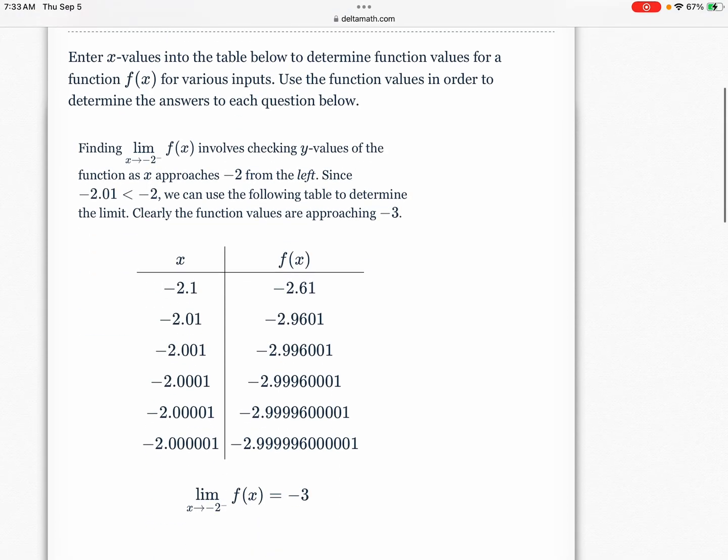Okay? And that's the way that you would set up one of these problems, and the way that you write out your answer. You don't have to write it out yourself on Delta Math, but if you had to, you have to write the two one-sided limits, and you have to make a conclusion statement with the limit notation from both sides, whether it exists and what it's equal to or not.